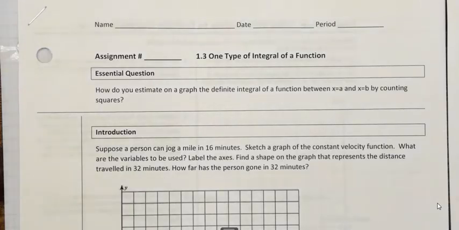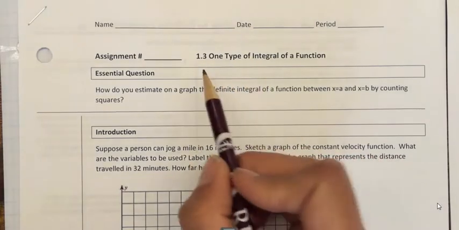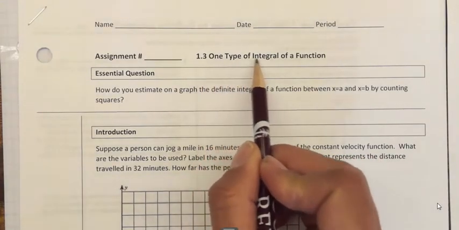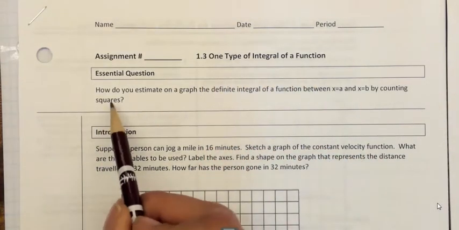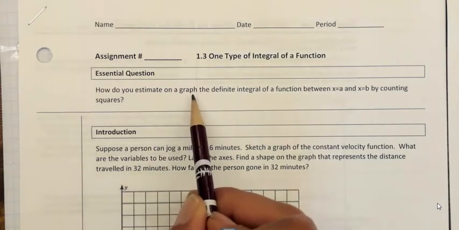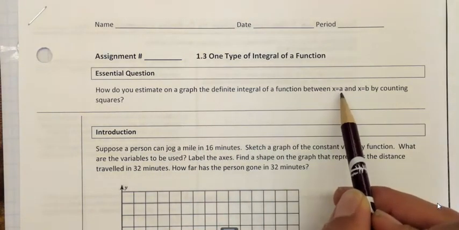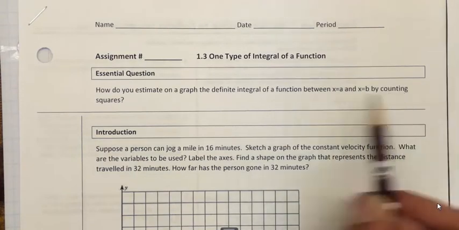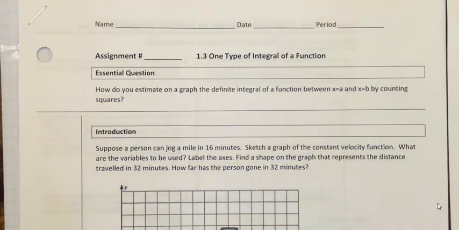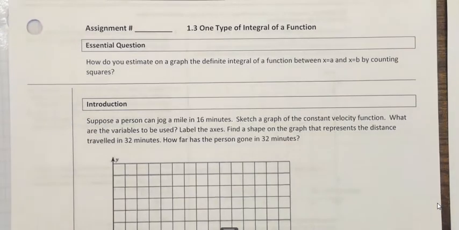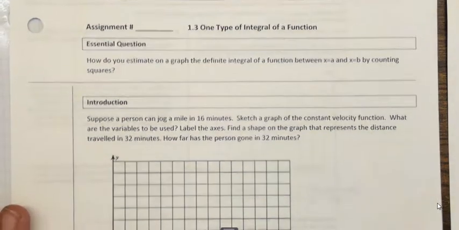Today we're going to explore another concept of calculus called the integral. So 1.3 is one type of integral of a function. Your essential question: how do you estimate on a graph the definite integral of a function between two x values, let's just say a and b, by counting squares? Probably the most challenging thing today is not the counting squares, but understanding the units of each of those squares.